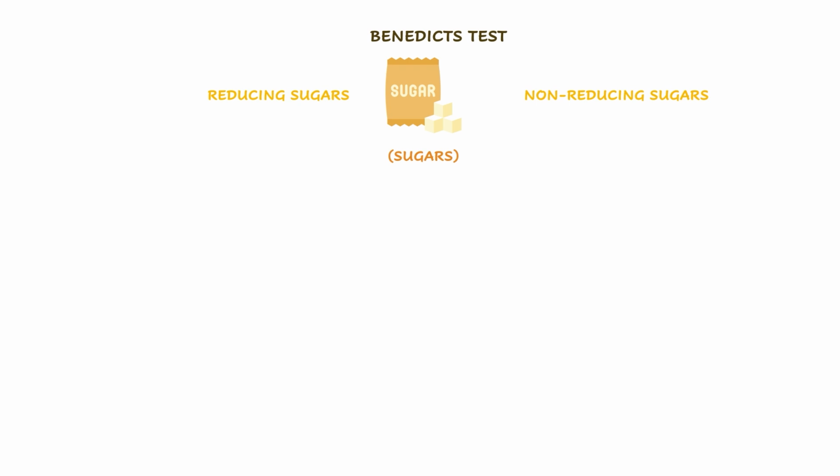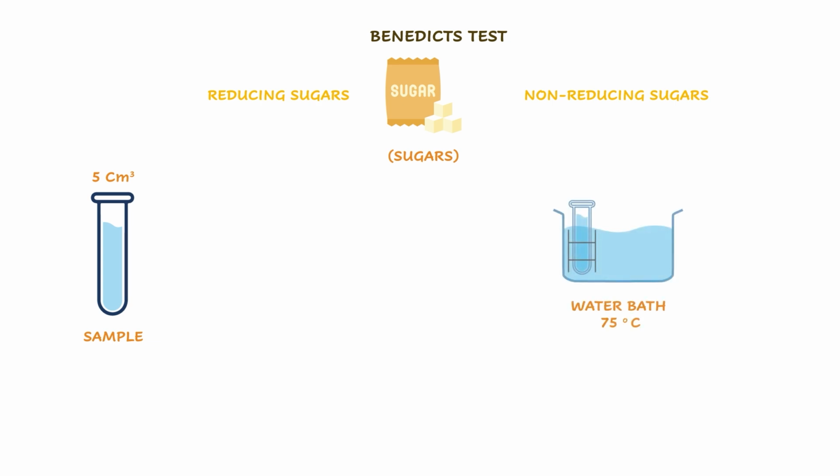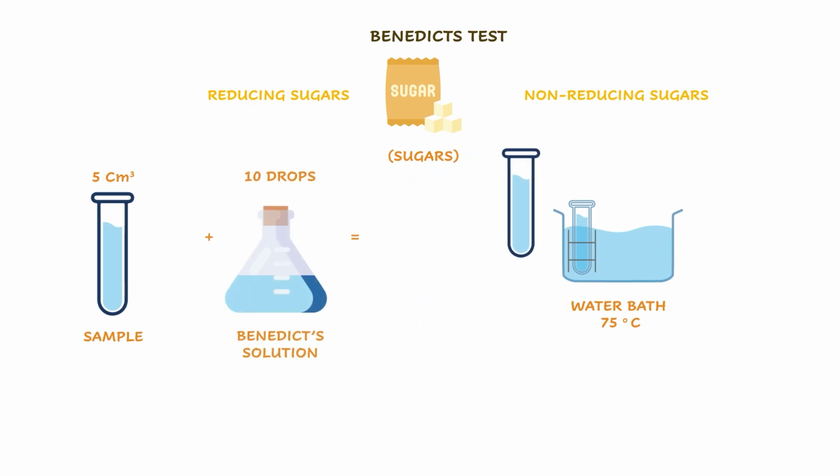To carry out this test, prepare your sample as shown earlier and add 5 cubic centimeters of it into a test tube. You'll also need to set up a water bath at 75 degrees Celsius. Add around 10 drops of Benedict's solution to your test tube and place it in the water bath for 5 minutes. For safety, always use a test tube holder and keep the tube pointed away from yourself and others.